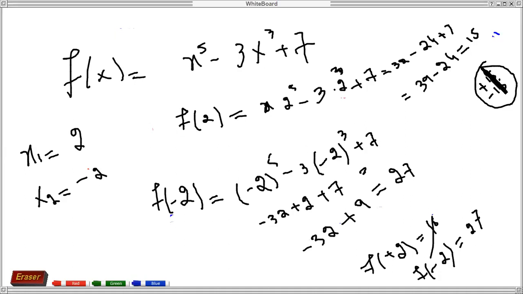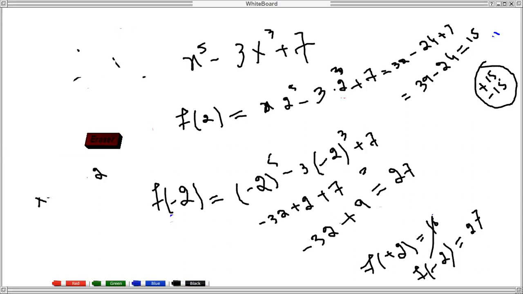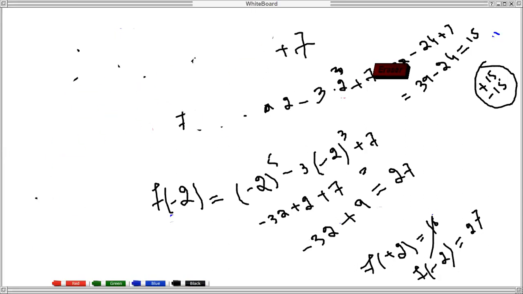Clear? Okay. So one question from increasing decreasing function. Okay, John says increasing decreasing function.